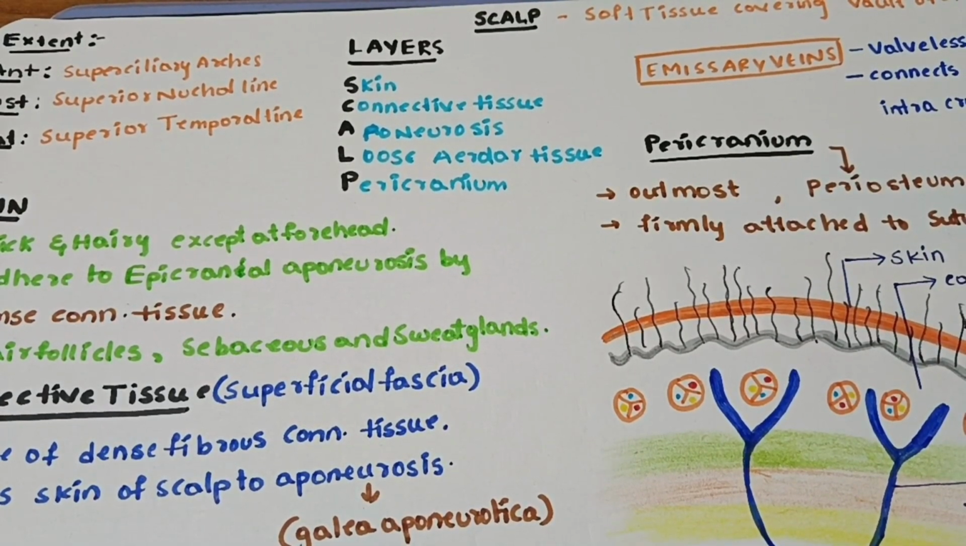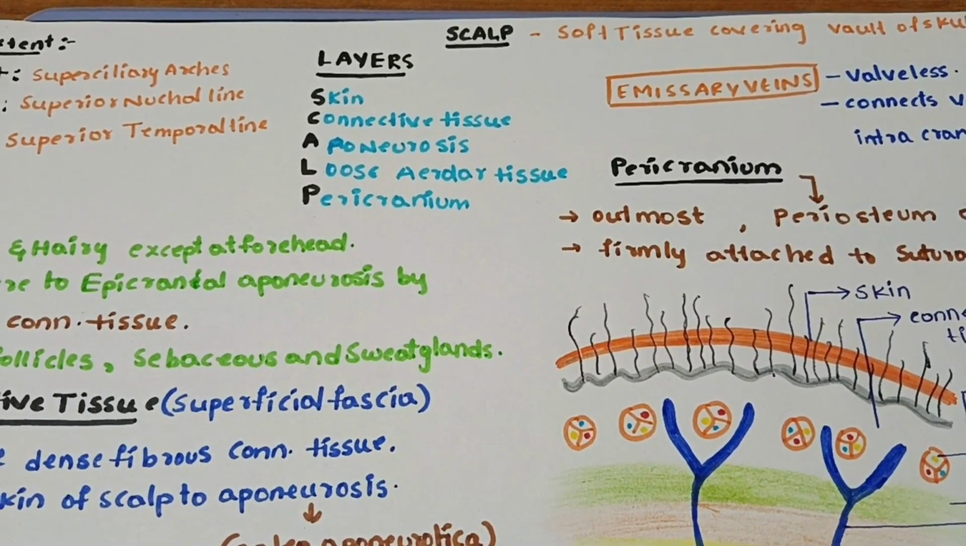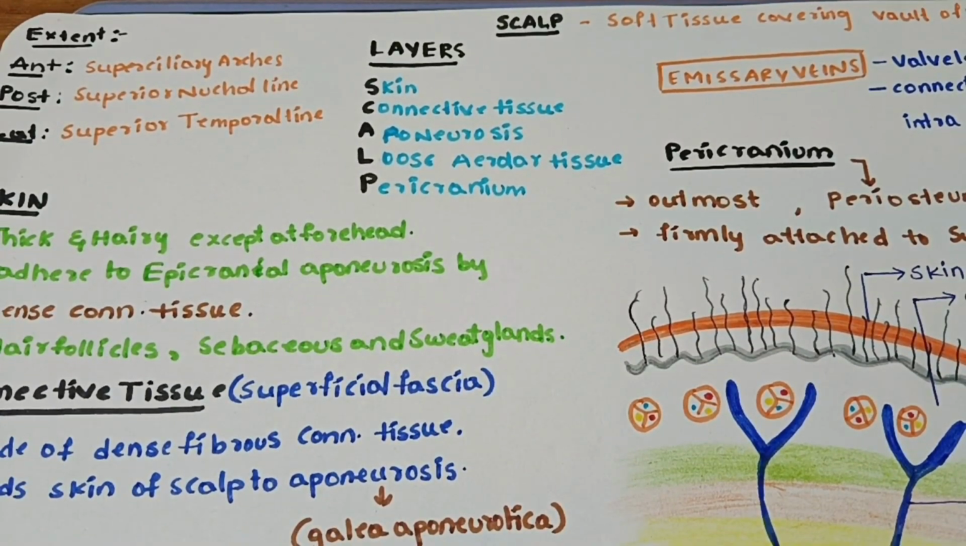Today we are going to discuss scalp. What is scalp? Scalp is a soft tissue that covers the vault of the skull. Now, it is not completely covering the skull, it is just covering the vault of the skull. What is its shape? It is a cap.